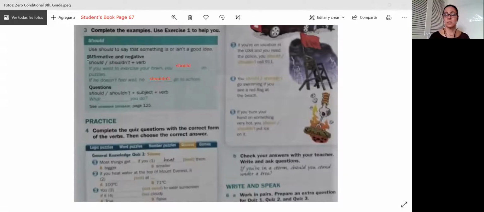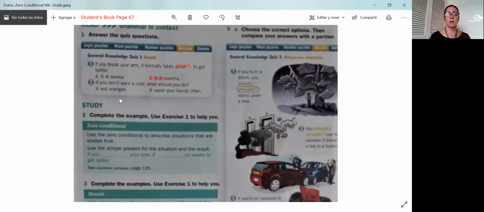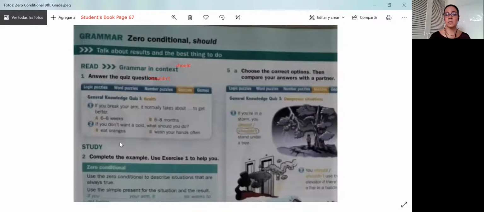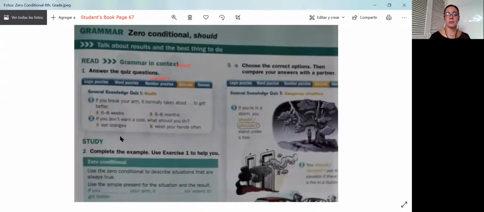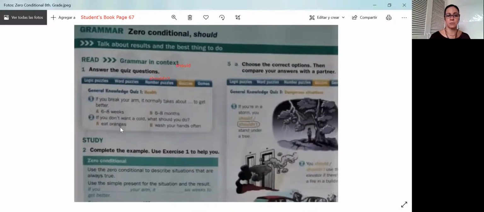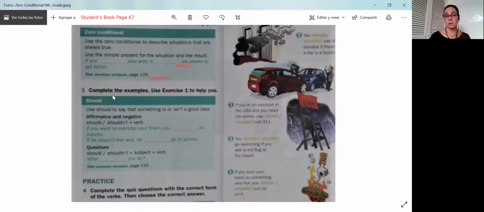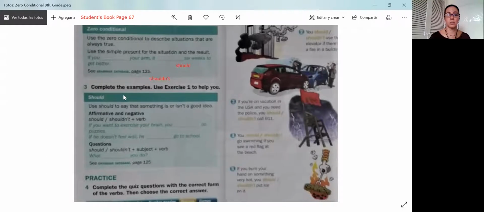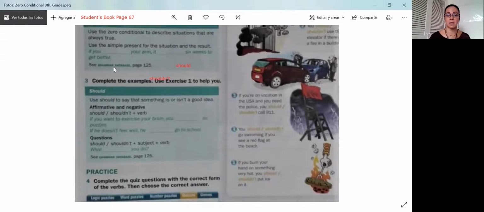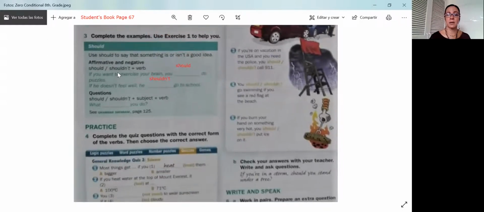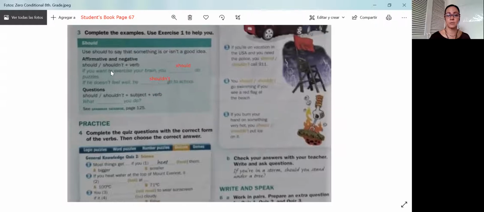Good afternoon, students. Today we're working on page 67, where we're going to work with zero conditional and should, and talk about results and the best thing to do. In zero conditionals, we do not use should, of course, nor shouldn't. We just copy as the previous sentences are.